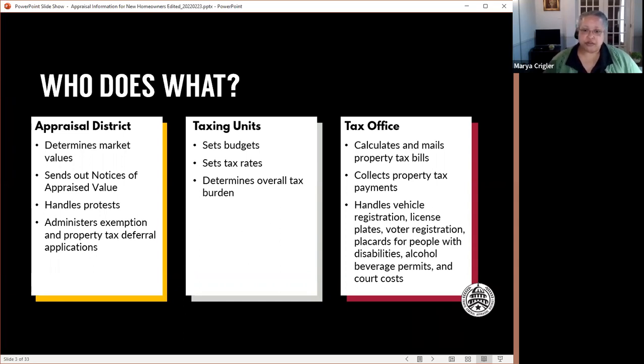And then the final player in the property tax system is going to be the tax office. They calculate and mail the property tax bills. They do the actual collections of the property tax payment. But they also handle vehicle registration. They do license plates, voter registration, placards for people with disabilities, alcohol and beverage permits, and handle court costs. So these are the three main players in the property tax system from a governmental perspective.